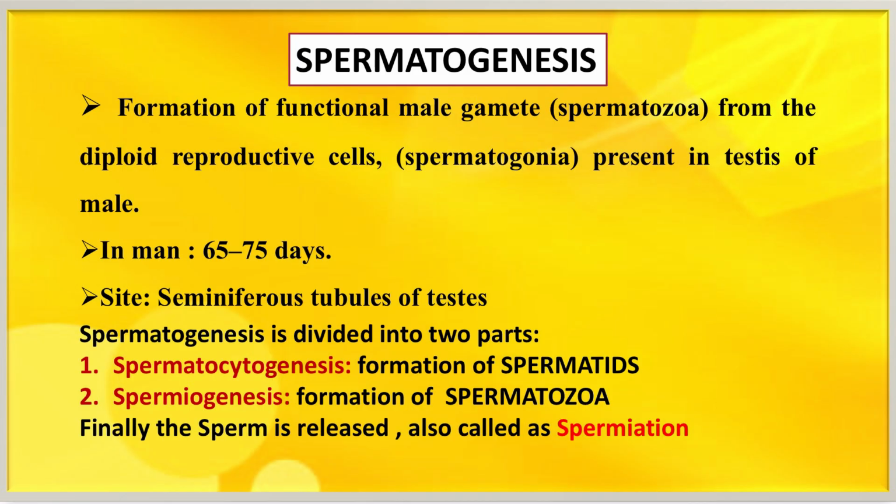ताहले को जगह रे हबो? Last class already we have discussed that your testis will contain seminiferous tubule और ए seminiferous tubule रे ही sperm तैयारी हुए. So this is the site for spermatogenesis. The formation takes around 65 to 75 days in case of man. And we can divide this entire process into two broad parts. They are your spermatocytogenesis and spermiogenesis.